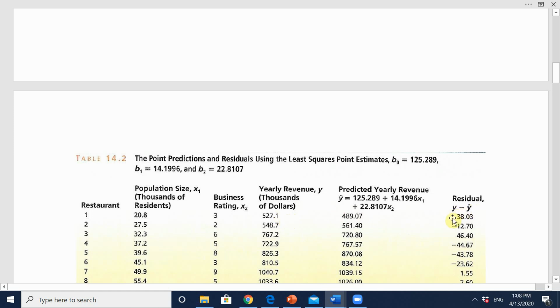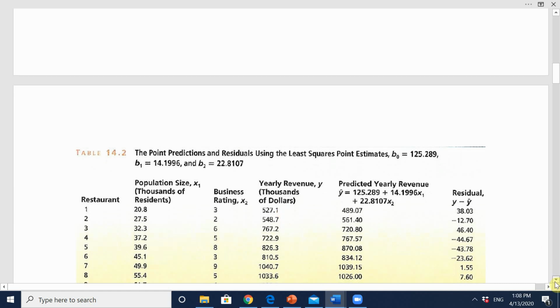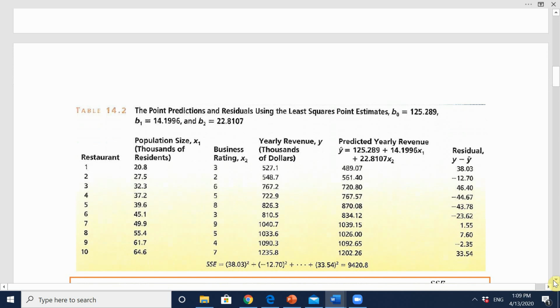Y minus y hat gives me here a positive residual, and that is because my predicted value is smaller than my observed value. So if I do this across all 10 observations, I will get a set of residuals over here. Some will be positive, some will be negative. What I'm interested in here is obtaining my sum of squared residuals. And so the sum of squared residuals is obtained across all 10 observations and all 10 predicted values.